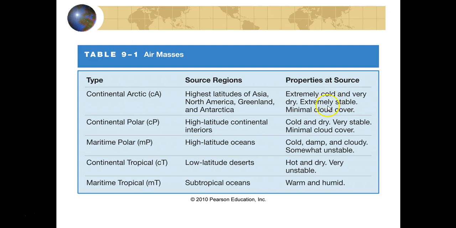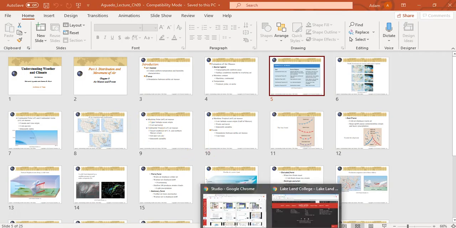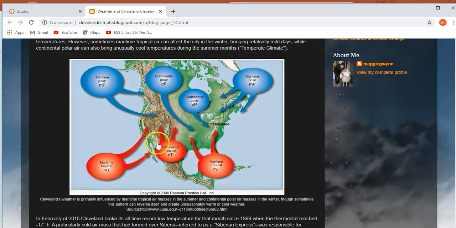What I don't like about the book is they don't show you where these air masses are in relation to one another in terms of where they come from on a map. And I think it means so much more. I'm going to bounce off of here real quick and go to another slide here for you. I have one here that I think does an even better job.